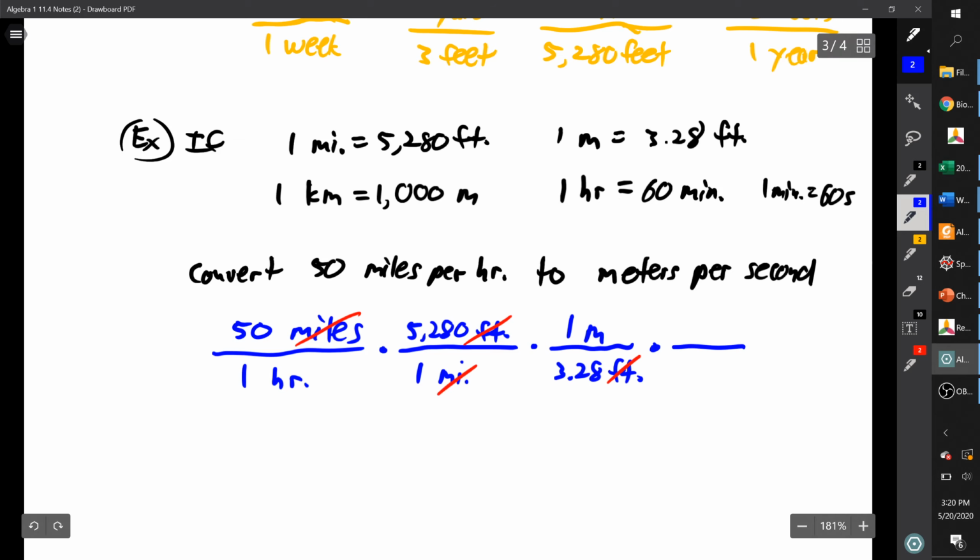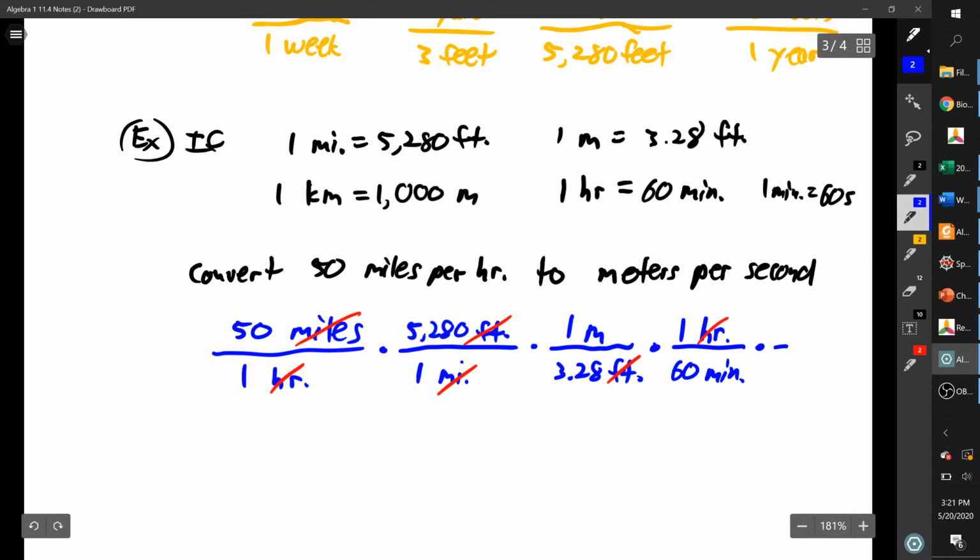So I want hours on top. This one has hours, so I'm going to put 1 hour on the top. Now my hours cancel because hours on bottom and hours on top cancel, and 1 hour equals 60 minutes. So now my units are meters per minute, but I didn't want meters per minute. I want meters per second.